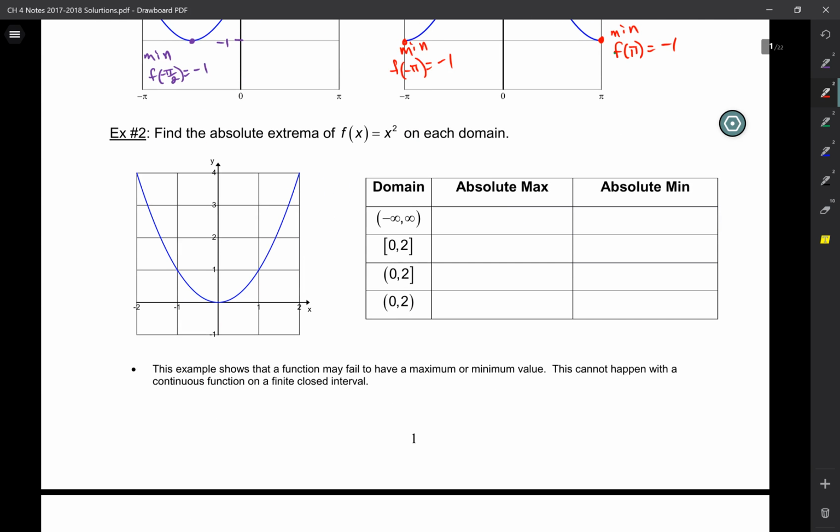Okay, so look at this one now. We need to find the absolute extrema. So when you hear the word extrema, you have to look for min and max of f of x equals x squared on each domain.